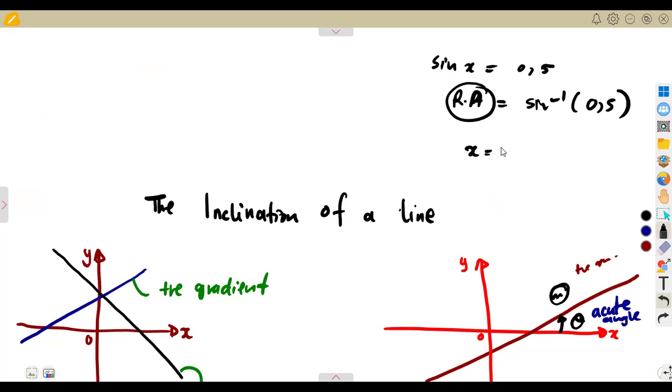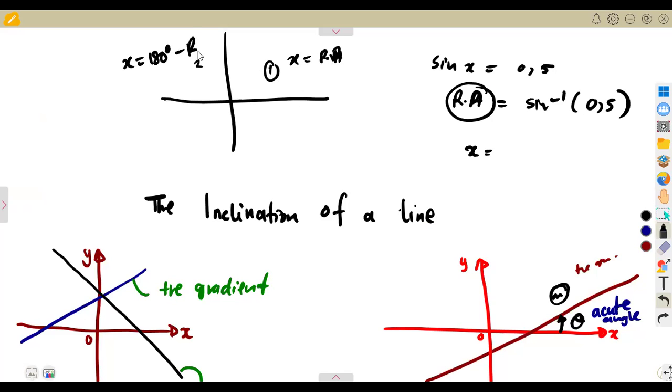In the first quadrant, your x is going to be equal to the reference angle. If it is in the second quadrant, your x is going to be equal to 180 minus the reference angle. What types of angles lie in the first quadrant? These are acute angles. In the first quadrant, you're talking about an angle that is between 0 and 90.